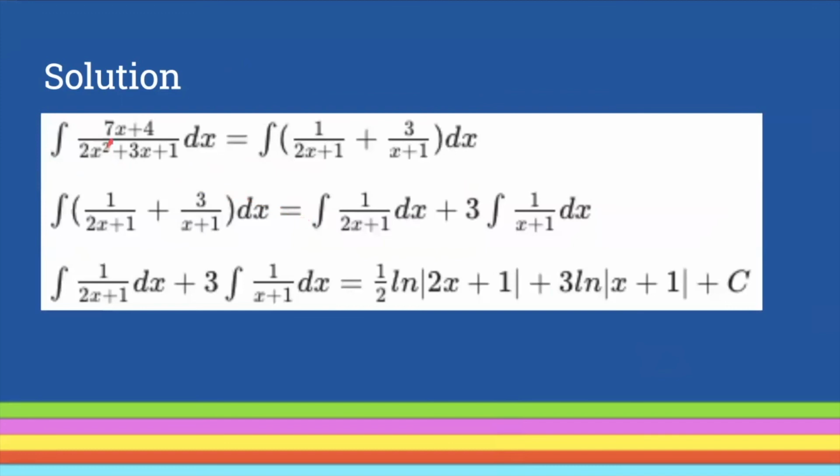So we've broken down this fraction into this, and then solving for this integral by first taking the integral of each term and carrying out the constants. And from the fact that we get from u-substitution, we will get that the final answer is this: 1/2 times natural log of the absolute value of 2x plus 1 plus 3 times natural log of the absolute value of x plus 1 plus c.